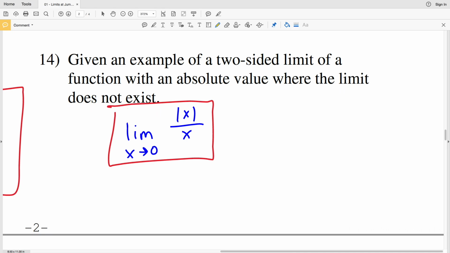And that wraps up the Evaluating Limits at Kinks and Jumps worksheet.